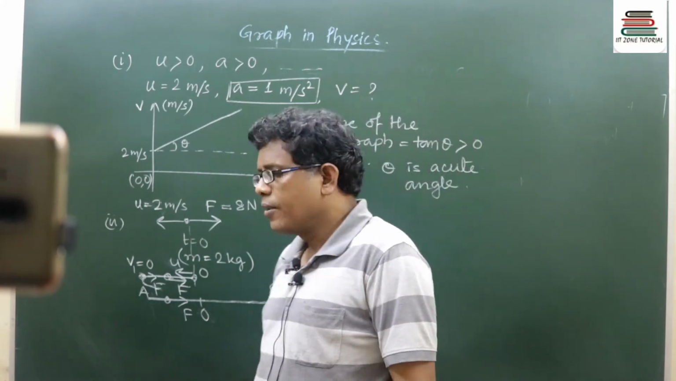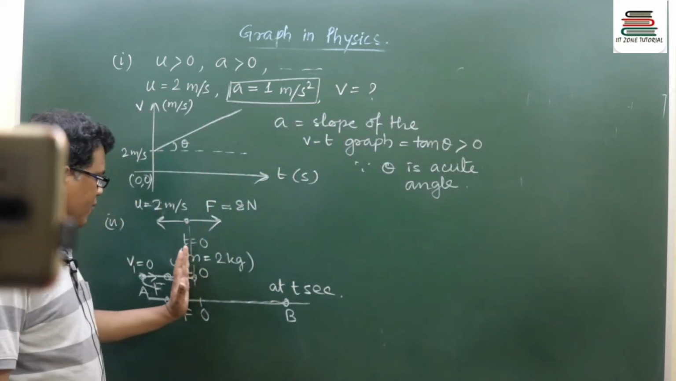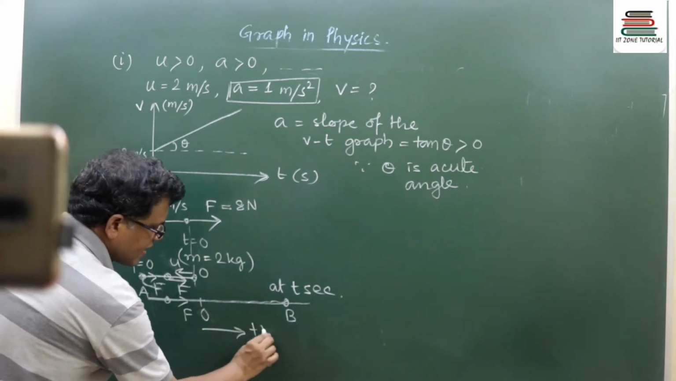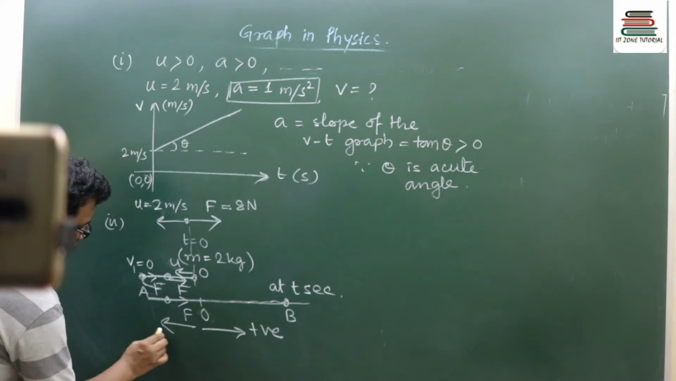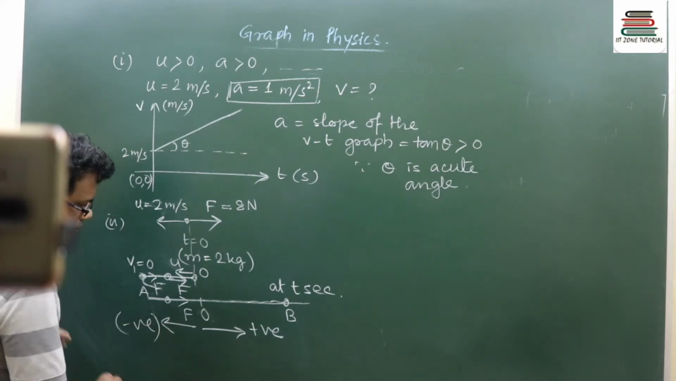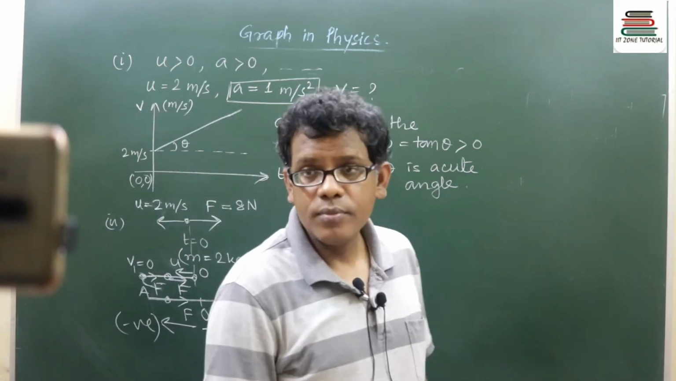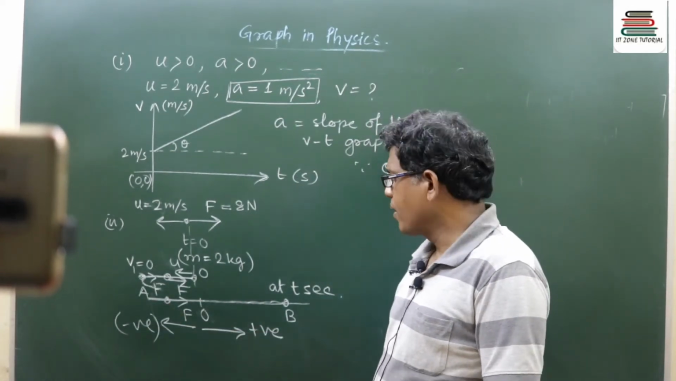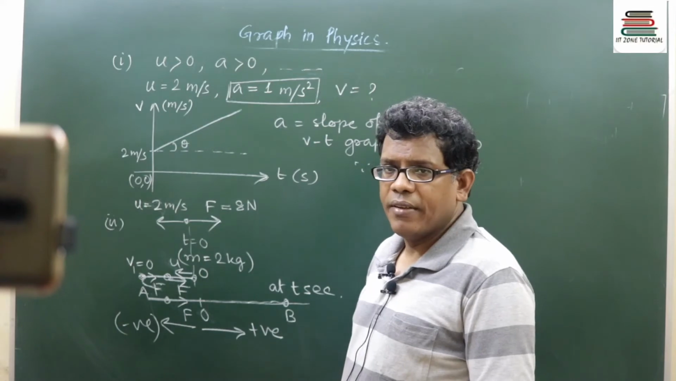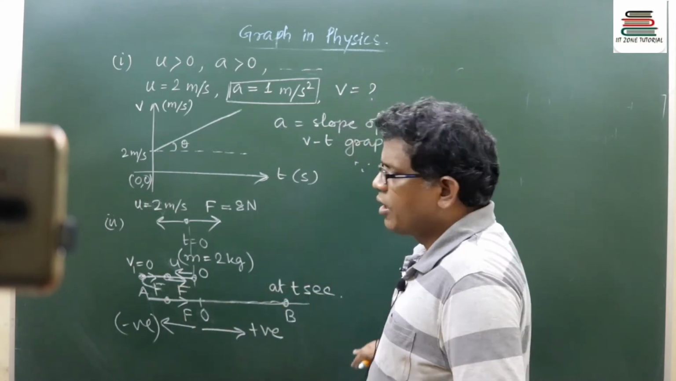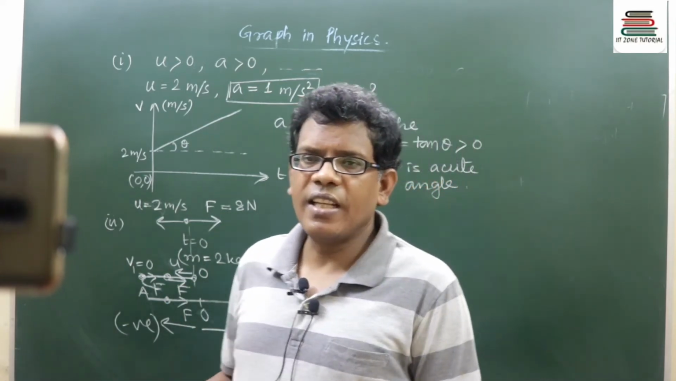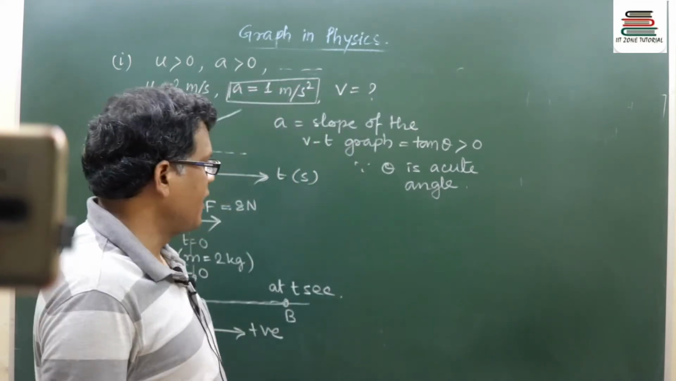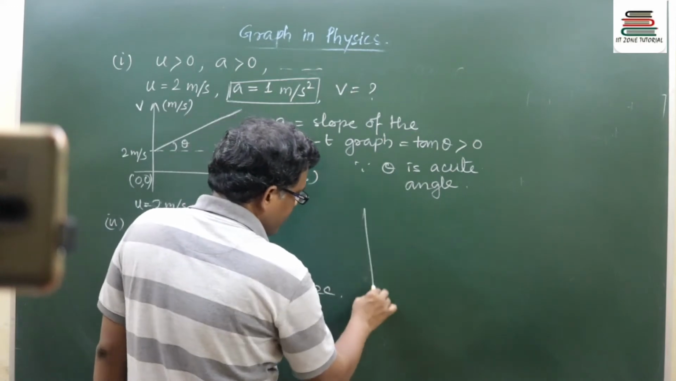So during a certain time the velocity was negative, provided I consider this direction positive, then obviously this direction has to be taken negative, yes or no? That means during a certain time its velocity will be negative, and after that its velocity will be continuously positive. So how to represent this motion in the Vt graph?